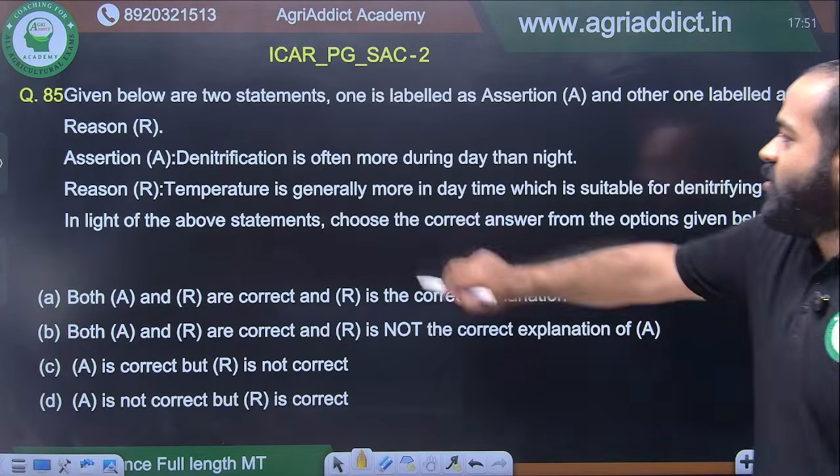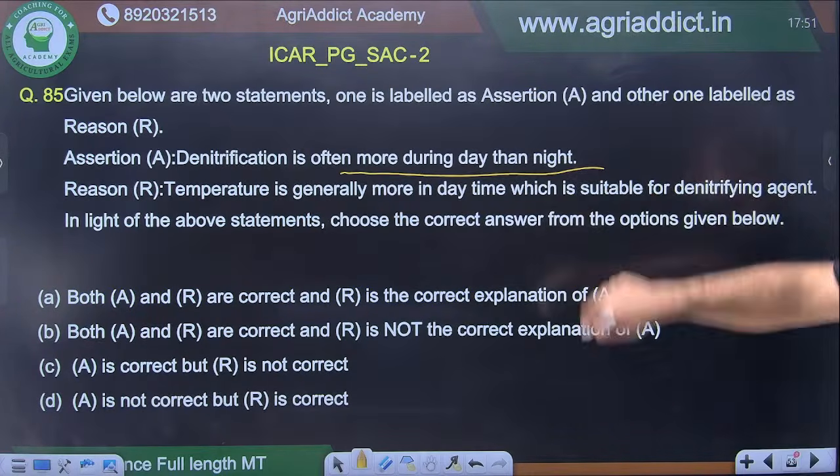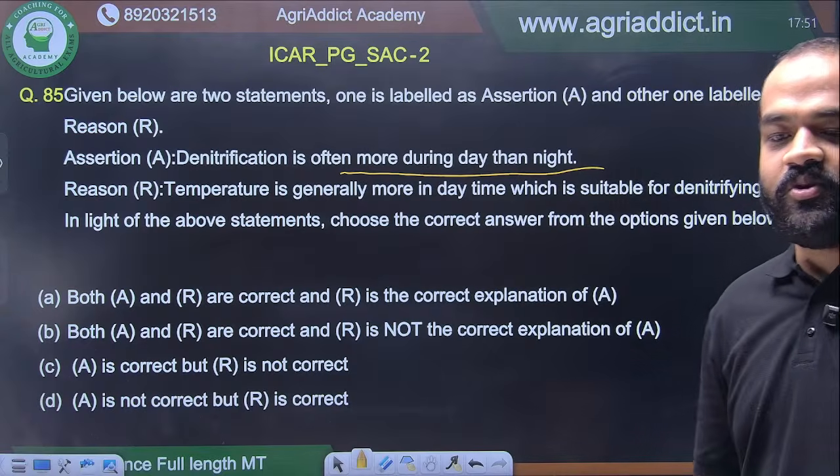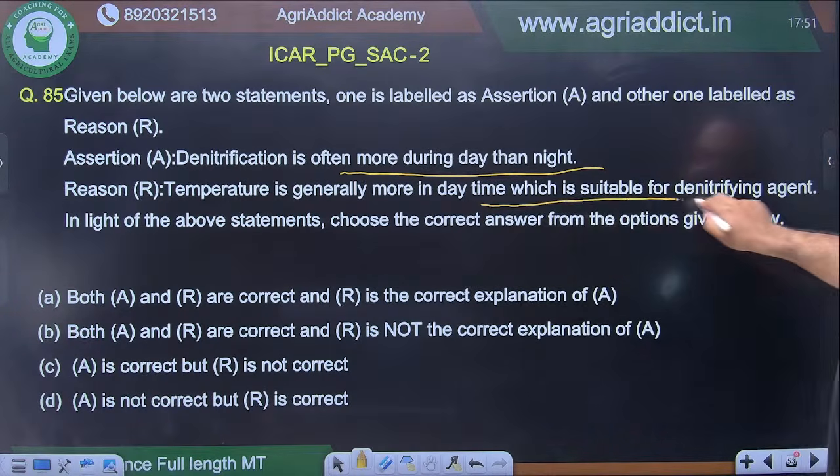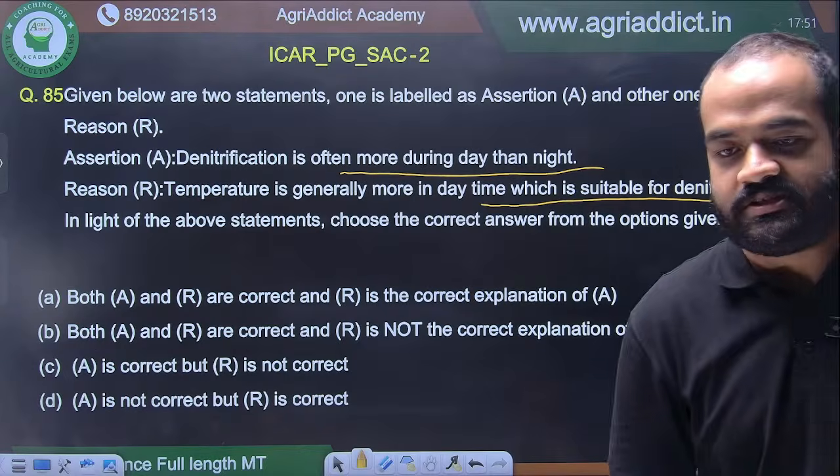Denitrification is often more during day than night. Temperature is generally more in daytime, which is suitable for denitrifying agent.